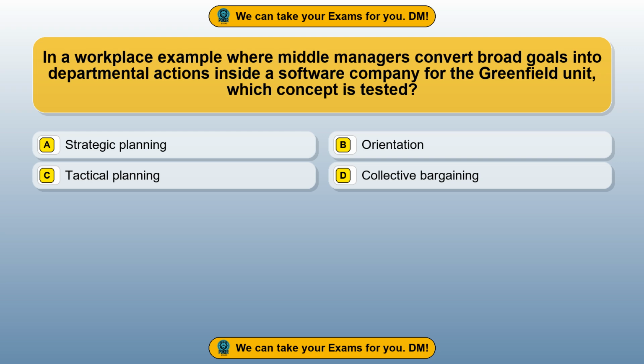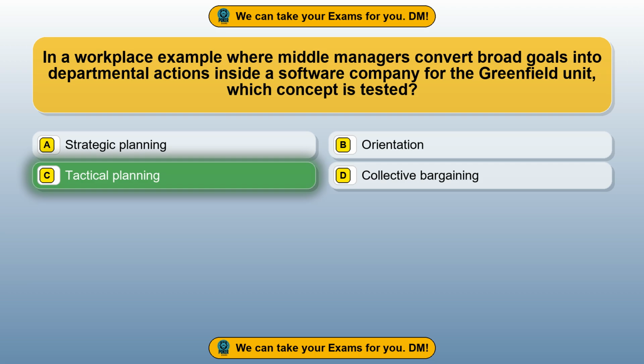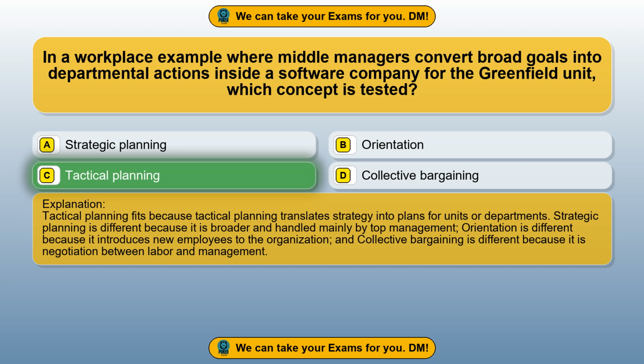Option A, strategic planning. Option B, orientation. Option C, tactical planning. Option D, collective bargaining. The correct answer is option C, tactical planning. Tactical planning fits because tactical planning translates strategy into plans for units or departments.